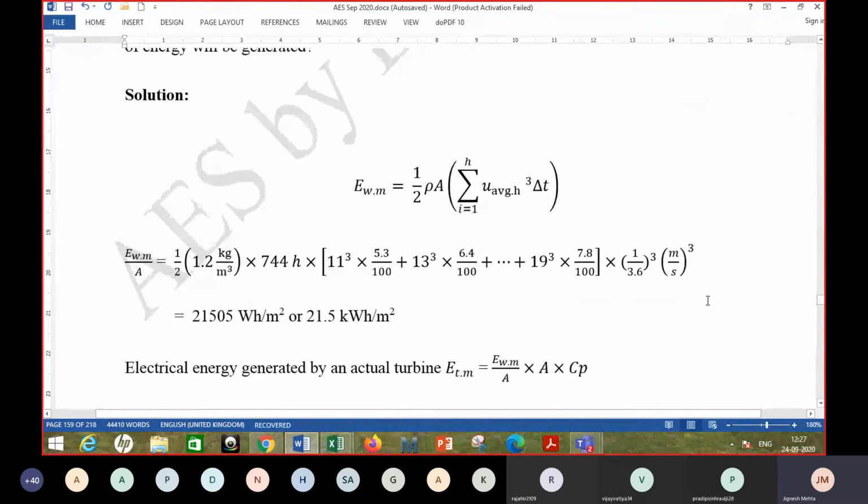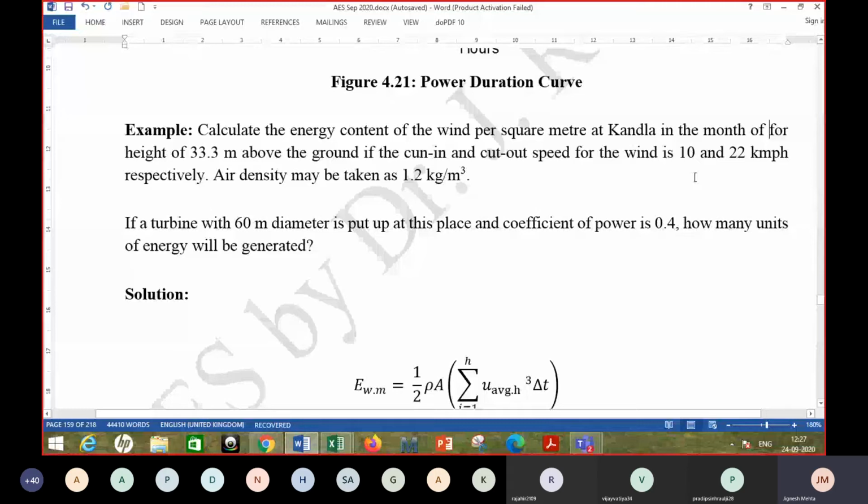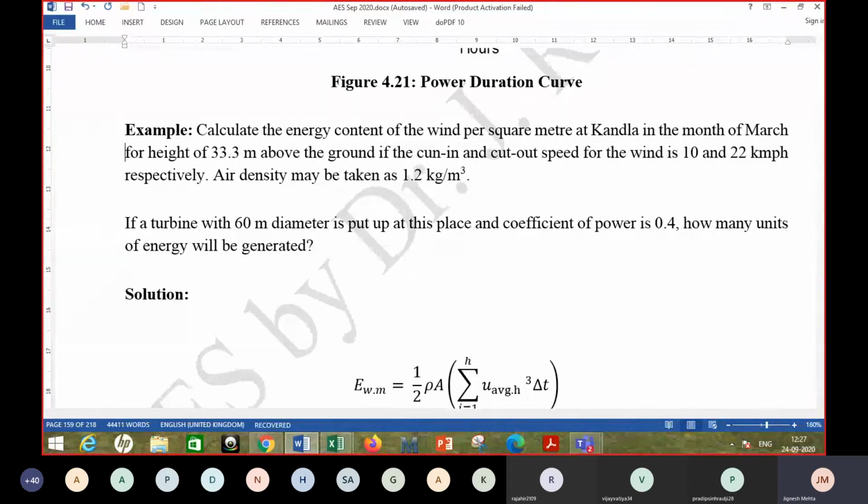So let me check with the values. It is 5.3, 6.4. So it is for the month of March. You have to refer to the column for the month of March. And at a height of 33.3 meter above the ground, if the cut-in and cut-out speed of the wind is 10 and 22 kilometer per hour. So what is the energy content?